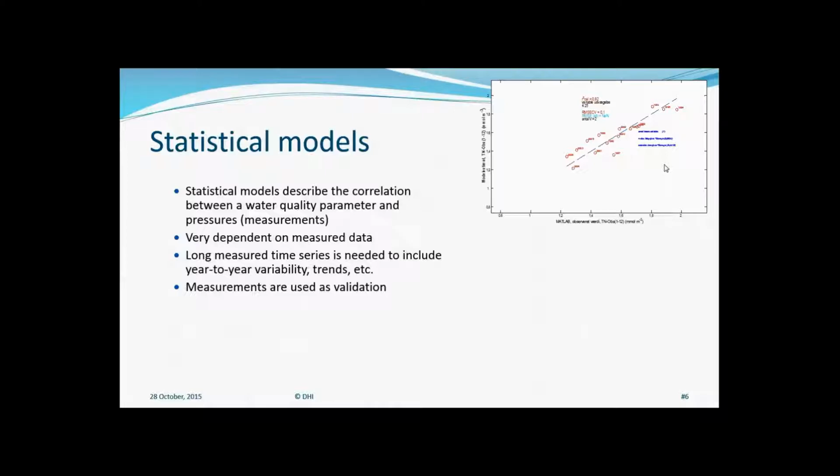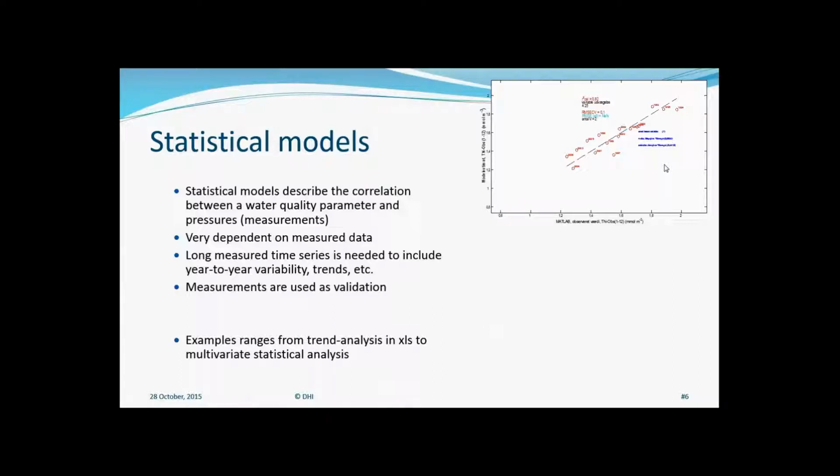Okay, I will just very briefly touch upon statistical models, which is basically a model where you try to describe the correlation between a water quality parameter and a pressure. A pressure could be nutrient loadings. It is very dependent on measured data. You have a measurement and you have some pressures, and then you see if you can find statistical correlation between those. So you need measurements. And you probably need long measurement time series to include year-to-year variabilities and trends. And you also use measurements for validation. And on the figure on the right, you can see a result from a statistical model. It's observed total nitrogen on the x-axis and modeled on the y-axis. And here, statistical models range from trend analysis in Excel to multivariable statistical analysis.